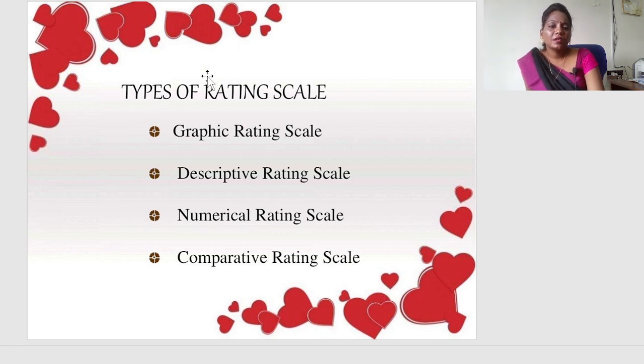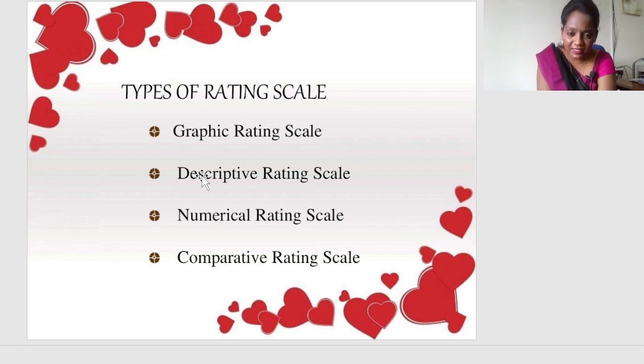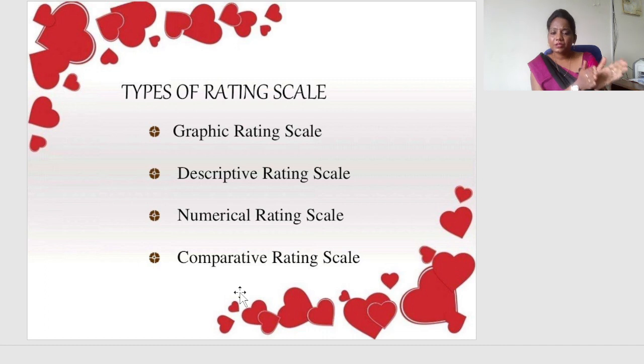So here, the types of rating scales are graphic rating scales, descriptive rating scales, numerical rating scales, and comparative rating scales. The word itself is saying graphic, so it's a graphical presentation. Descriptive means when you are explaining or describing a person or an event or a situation or an object. And numerical, numbering rating scales will be there. And comparative is trying to compare two products, or pregnant versus non-pregnant, or antenatal versus postnatal. So like that, some types of rating scales will be there.